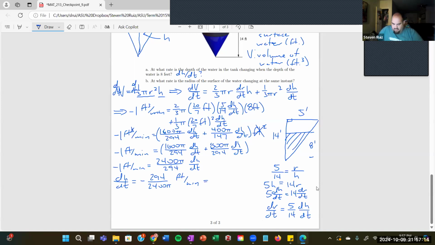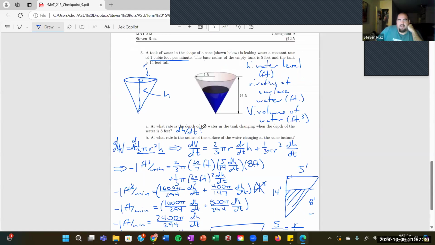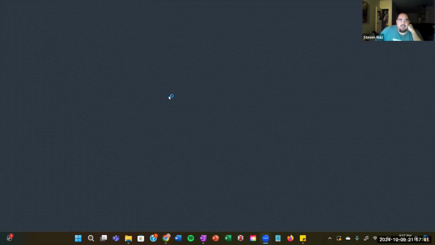Okay, and that's equal to -0.039 feet per minute. So a long way to get there, but that is going to be the value for basically what's happening to the height of the water with respect to time. So we're going to do part B next, but I don't want to go around and do all the erasing there. So I'm going to jump out of this and open it back up.